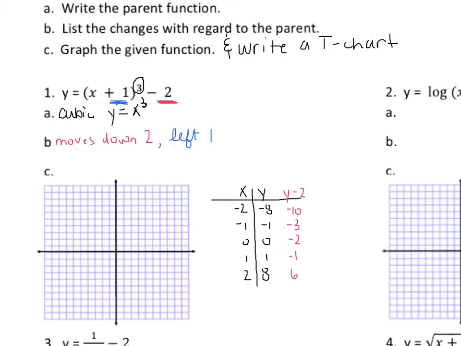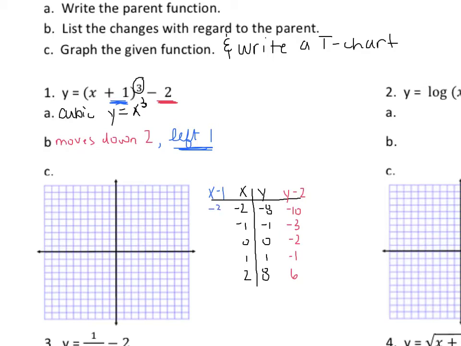Okay, now horizontally, it shifts to the left 1. Well, if I'm going to shift to the left 1, that means I'm really going to subtract 1 from my x value. So I'm going to write it over here, x minus 1, and now let's subtract 1 from all these x values.